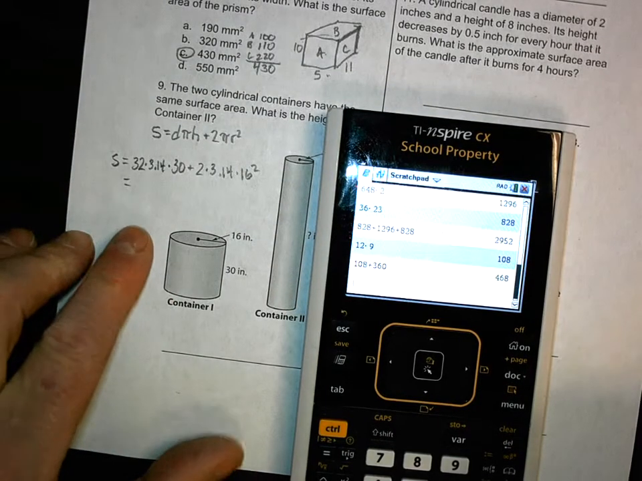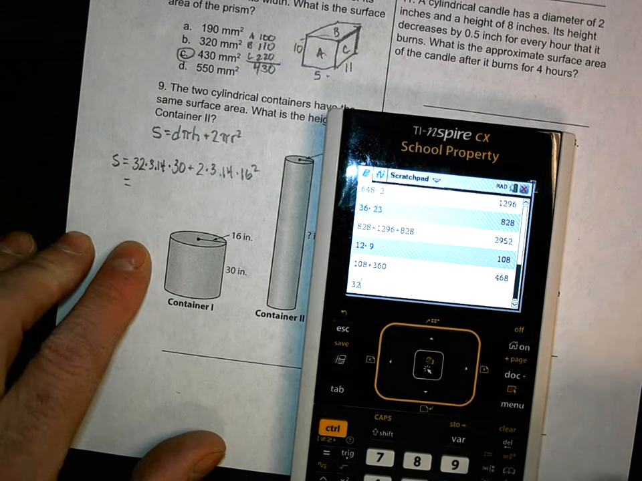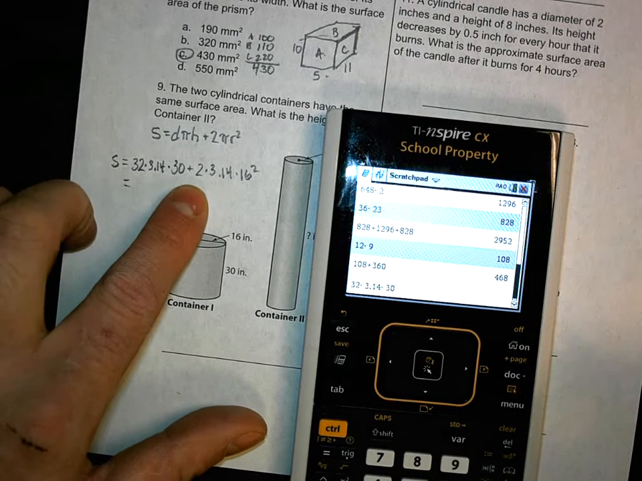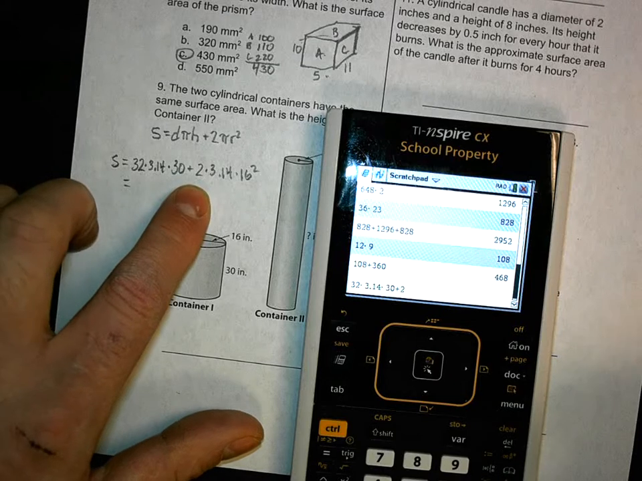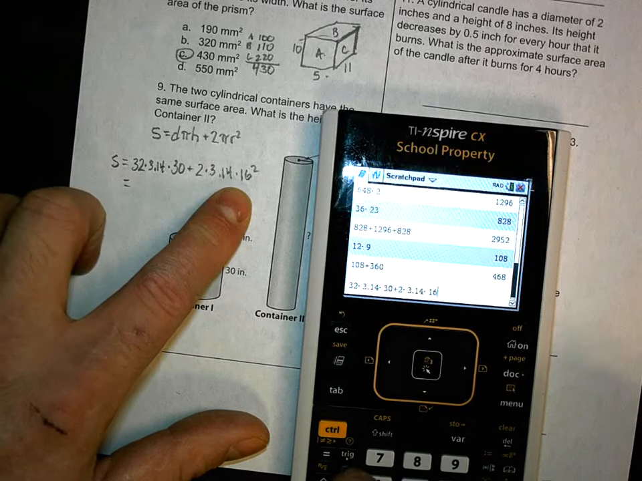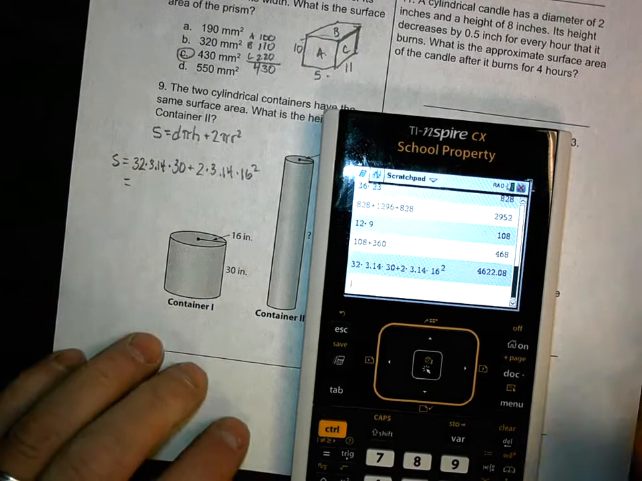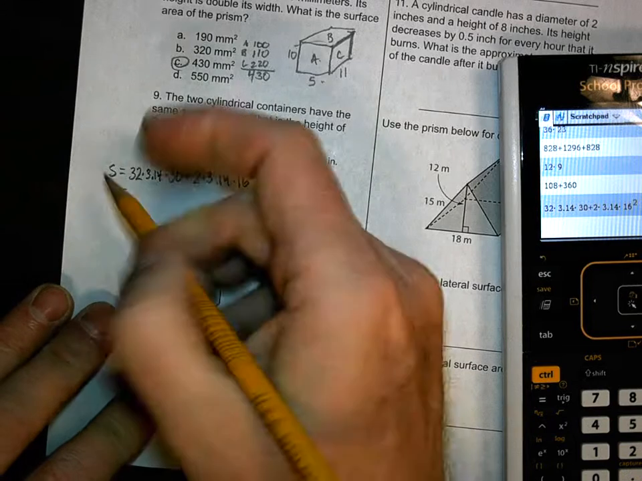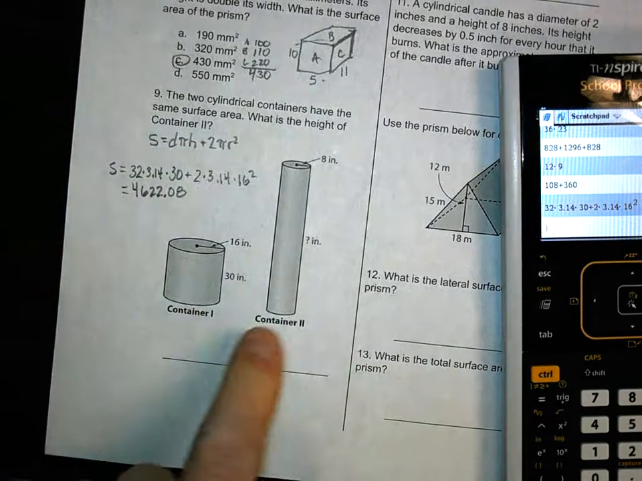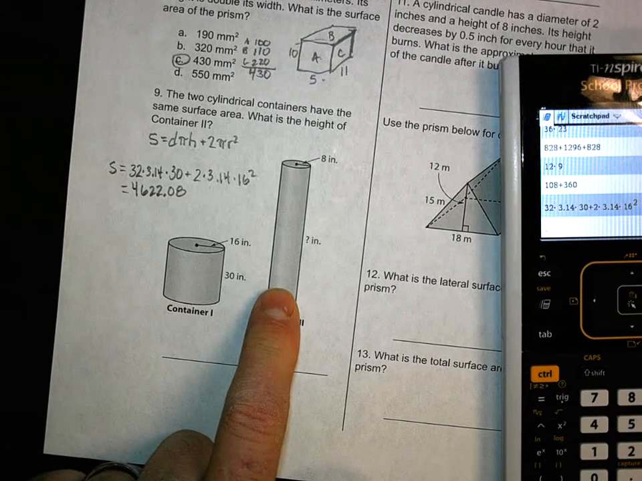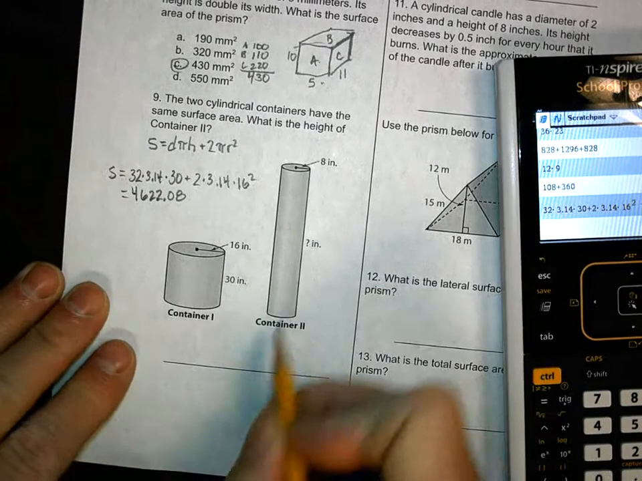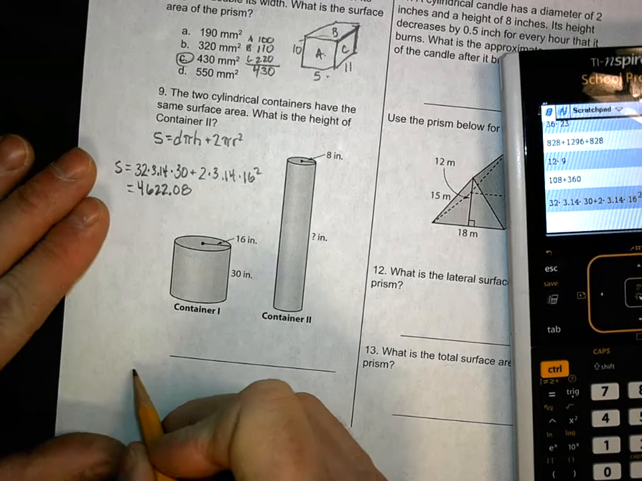So 32 times 3.14 times 30 plus 2 times 3.14 times 16 squared. And I end up with 4,622.08. Well, that means that this over here is going to be equal to the same surface area. So my S over here is going to be, for my second one, I'll work it down here at the bottom here.